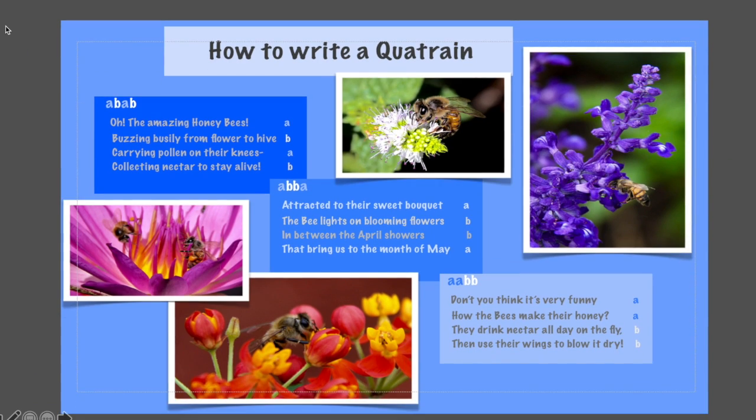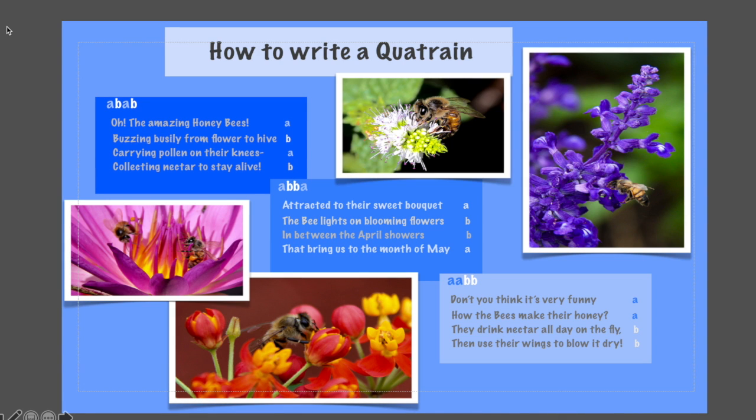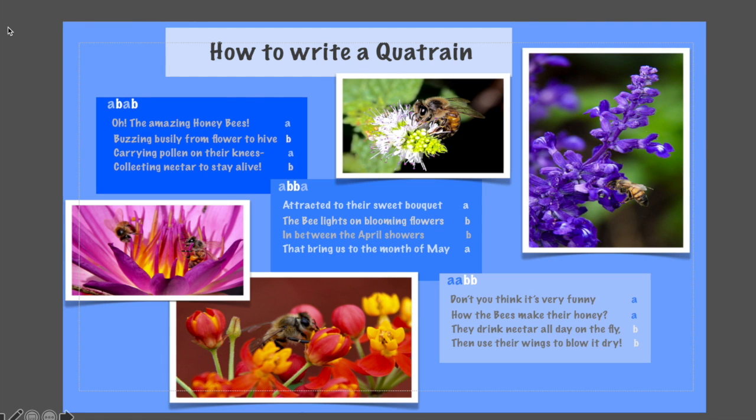I take a lot of pictures of bees, so it is fairly easy for me to write about bees. Here are several examples of quatrains with different rhyme schemes that I wrote about bees. The rhyme pattern A-B-A-B. Oh, the amazing honeybees, buzzing busily from flower to hive, carrying pollen on their knees, collecting nectar to stay alive. Here's another.